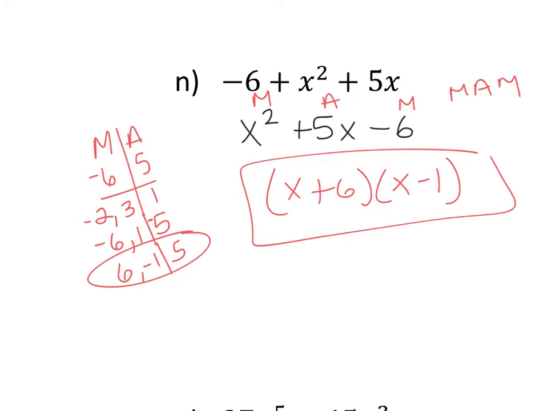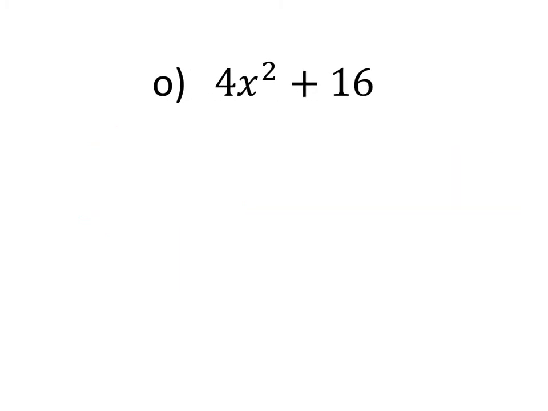Okay, I would like to do a couple more with you. Let's look at O. Always check for GCF. 4 and 16, I can definitely pull out a 4. And there's only one x term, so I can't pull out any x's. 4 divided by 4 is 1. Bring down the x squared. Positive 16 divided by 4 is 4.